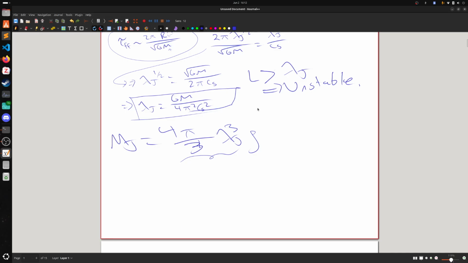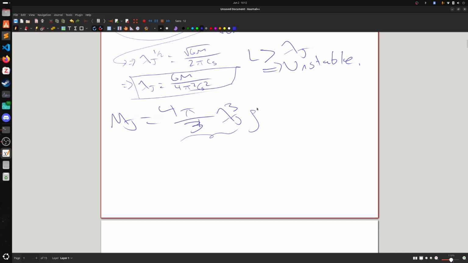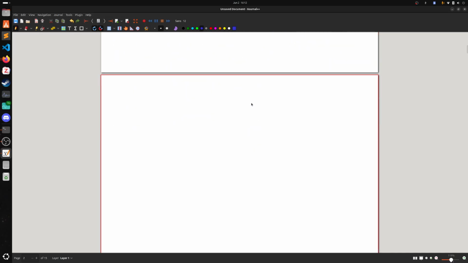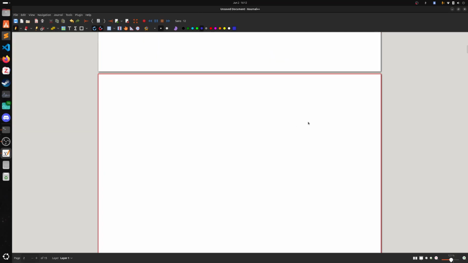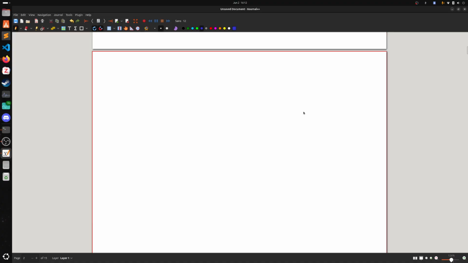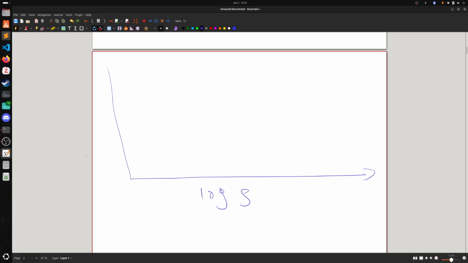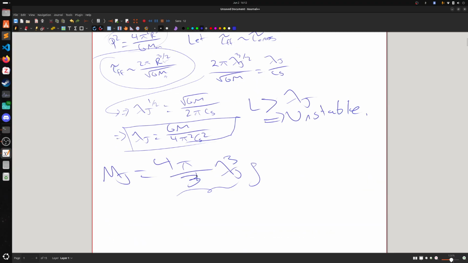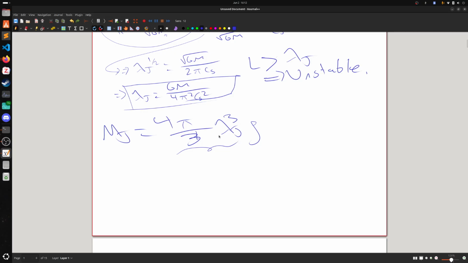So that's the general idea. And now the question is, what actually happens with a cloud? Well, what's actually going to happen here? And the idea is this. I'm going to draw a diagram for you here. So this is log density. This is log temperature. It might be actually informative if I went through the steps here more properly. So let's do that.